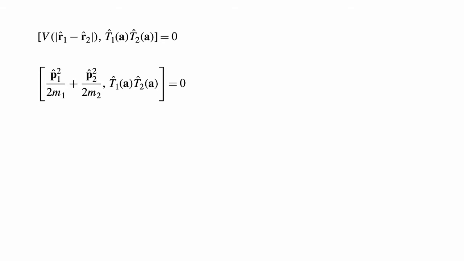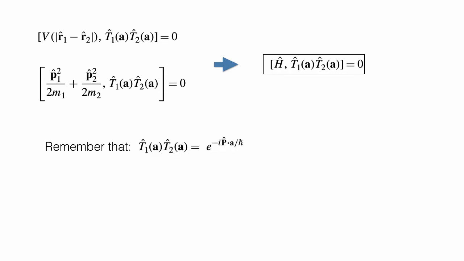Okay, so now we are in position to write this, because the Hamiltonian is, of course, P1 square over 2m1 plus P2 square over 2m2 plus V of the absolute value of R1 minus R2, I mean the distance between particles 1 and 2. So therefore, the Hamiltonian does commute with T1 times T2. But T1, T2 is also the complex exponential of i P times A over h bar, as we've done just in the previous section.